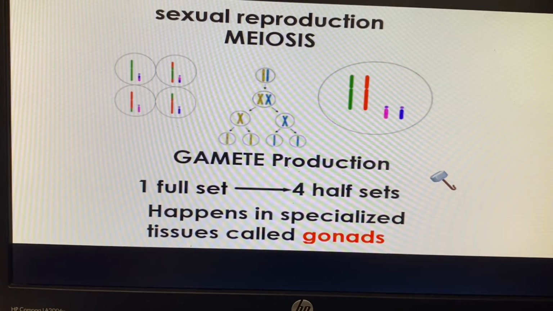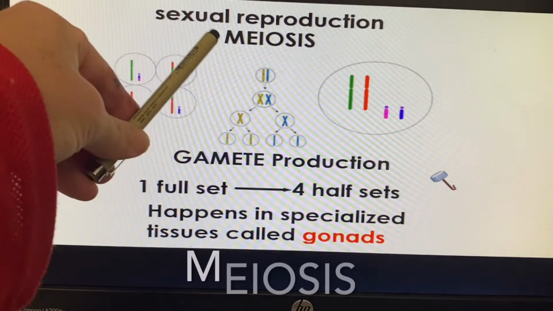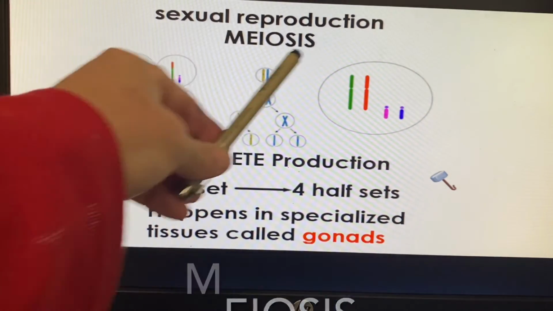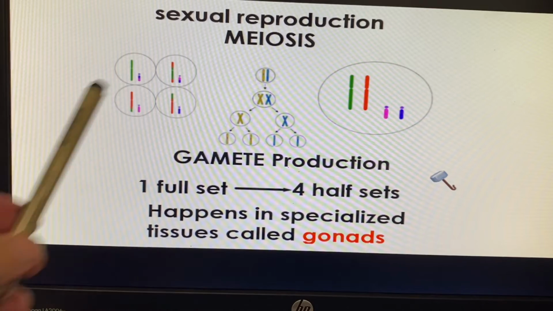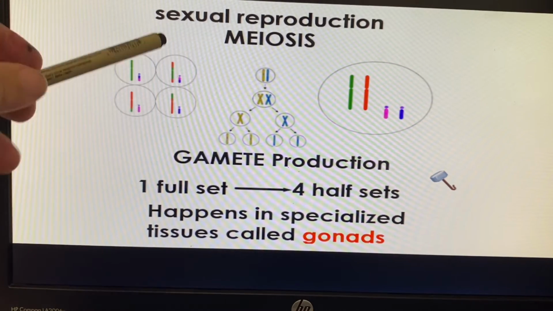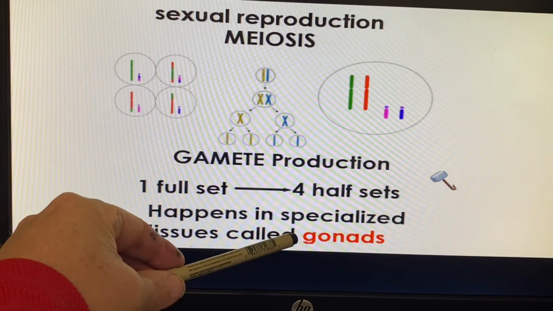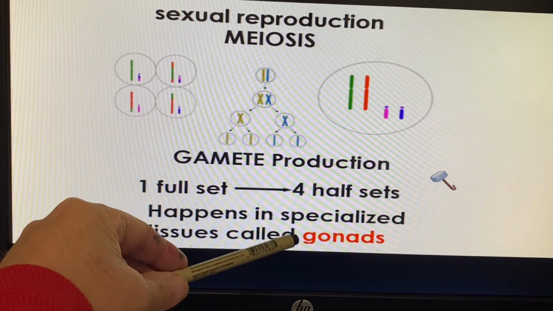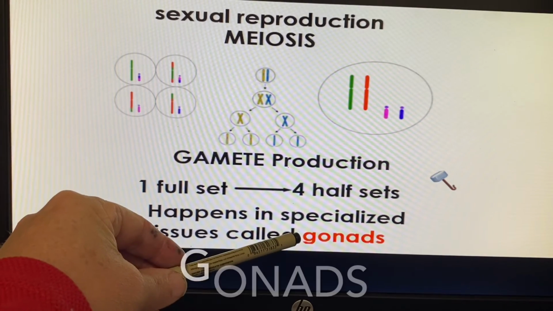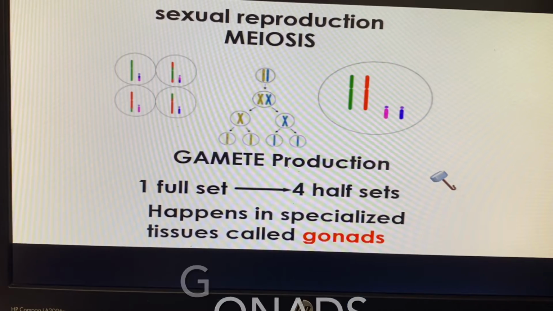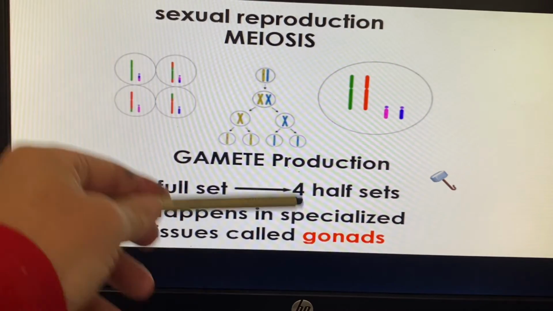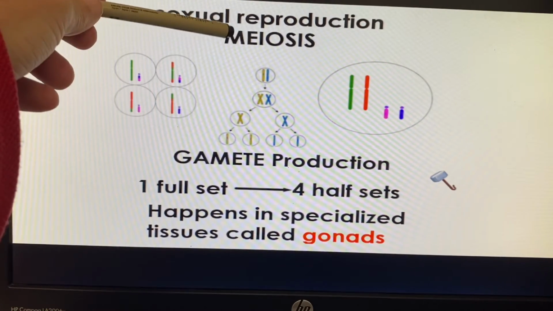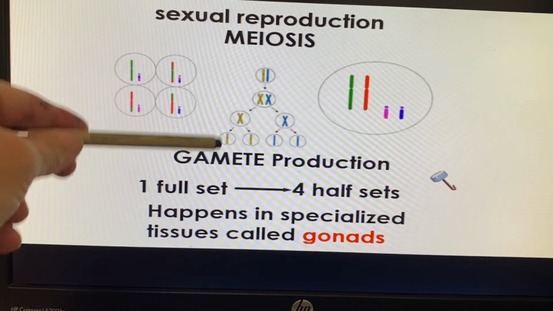Now, to make gametes, you do need specialized cells that do what's called meiosis, which looks a lot like mitosis, and it's basically exactly the same as mitosis with one big difference. Those tissue cells are called gonads. So in order to reproduce sexually, you have to have gonads that make gametes through meiosis.